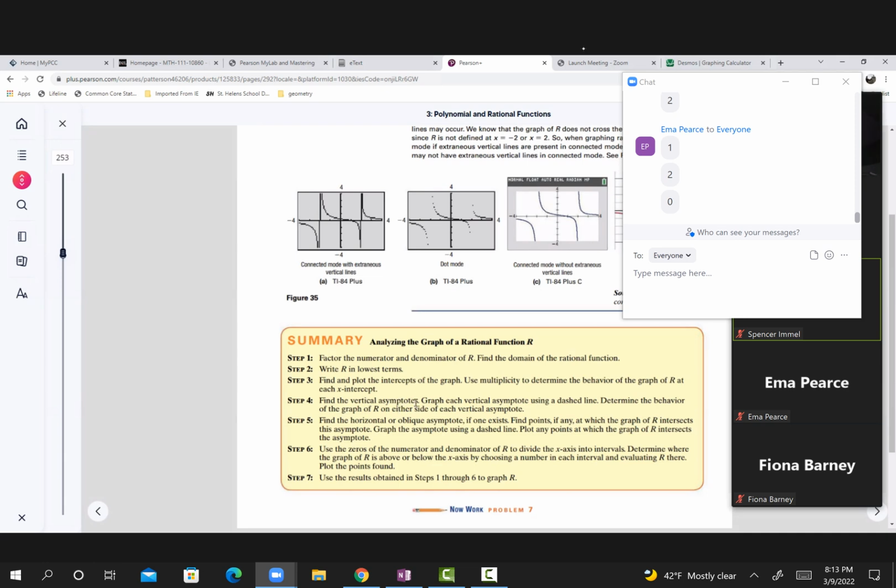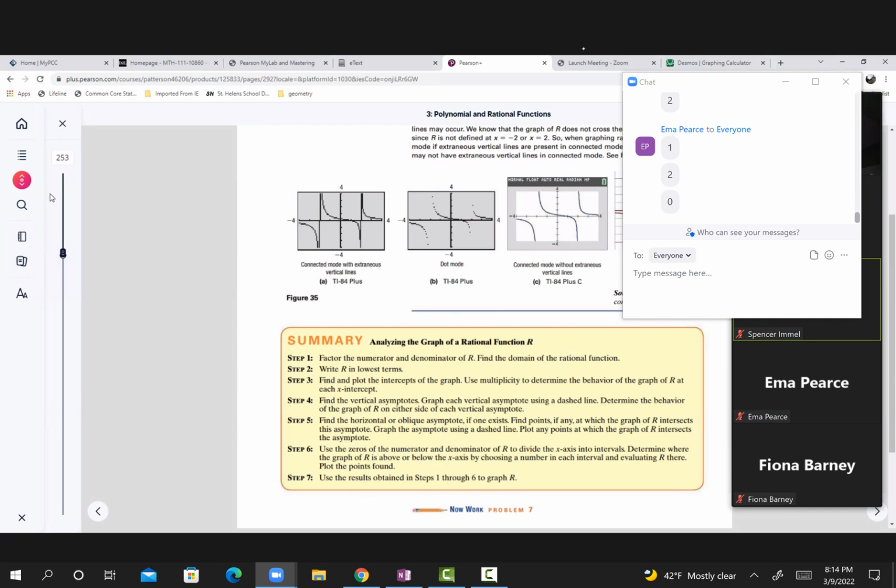Find the vertical asymptotes. That's the same thing I've asked you to do. This says determine the behavior of the graph on either side of the asymptote. Don't worry about that. Find the horizontal or oblique asymptote. Again, that's what we've been doing. And then it says plot points. Don't plot any points. Use the zeros to divide that, and please don't do number 6. Don't do number 6. That's a waste of time.